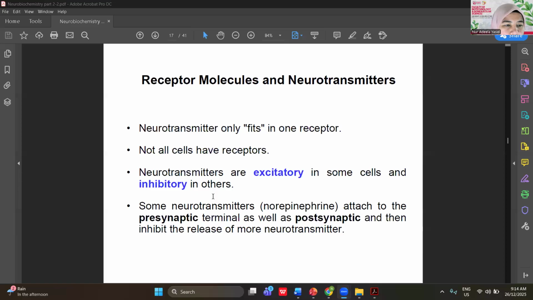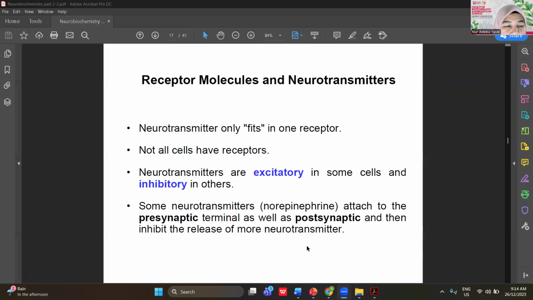And it has dual roles because neurotransmitters can have different effects, either excitatory effects or inhibitory effects. So when we talk about excitatory effects, it can promote an action potential, and for inhibitory, suppressing an action potential. Go for presynaptic and postsynaptic action.